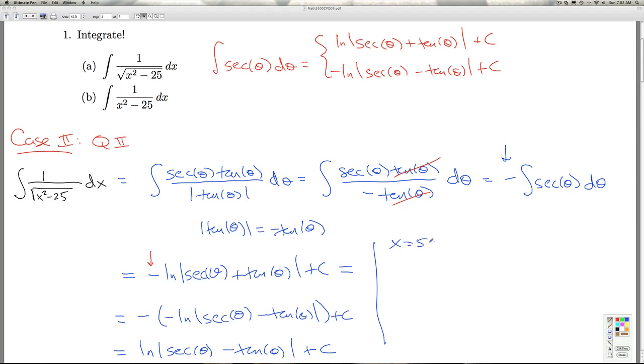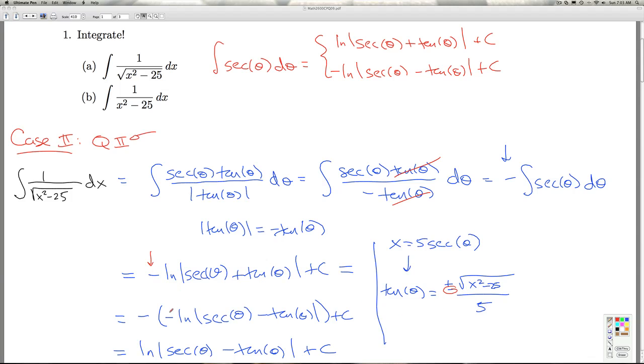x is 5 secant theta. I would go through the same process to determine what the tangent of theta is, and I would get back to plus or minus the square root of x squared minus 25 over 5. But since I'm in quadrant 2 now, I would pick the negative square root. And so look what happens.